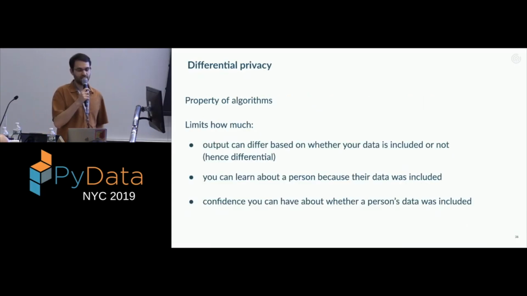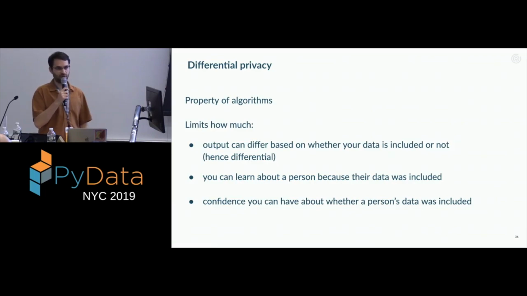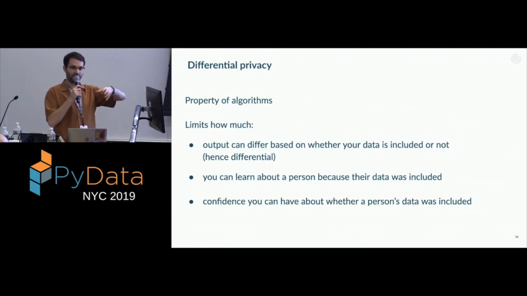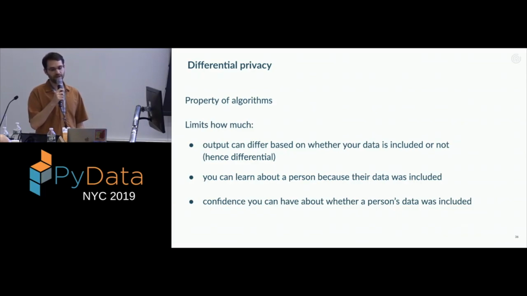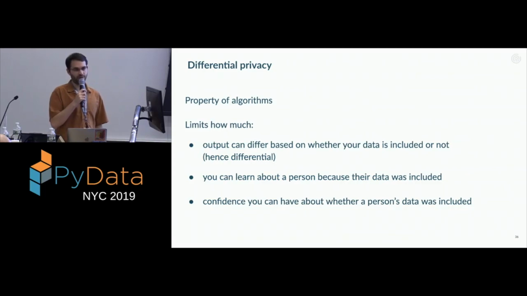So differential privacy is a property of algorithms, and it limits how much the output of your algorithm can change based on whether your data is included or not. And that's the differential part of differential privacy, right? So whether we include Betty White's data in this data set or not doesn't change the output of that average query all that much, because the noise is sort of the larger factor. And this also means that there's a limit to how much you can learn about a person because their data was included. And it also limits the confidence you can have about whether a person's data was included. And so this is the way that we're going to guarantee individual level privacy.